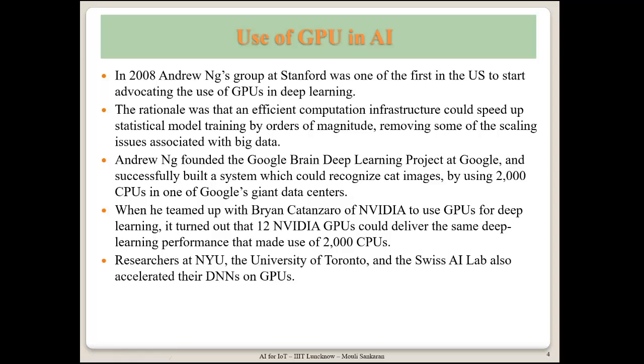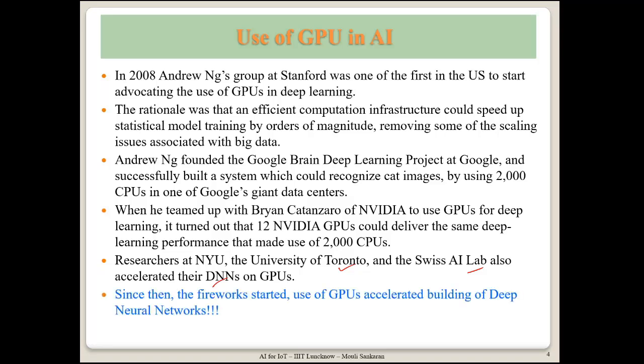So from that time onwards, other university folks were also training deep neural networks using GPUs, and they also found out that it is possible to perform much better DNN implementation using GPUs. From that time onwards, GPU became the de facto standard to use in the AI world. That's the history of GPU in AI.